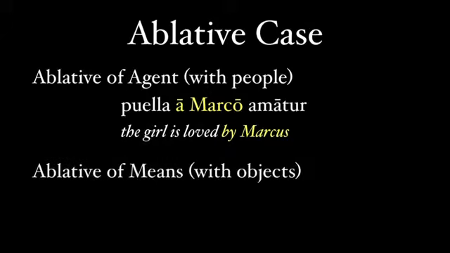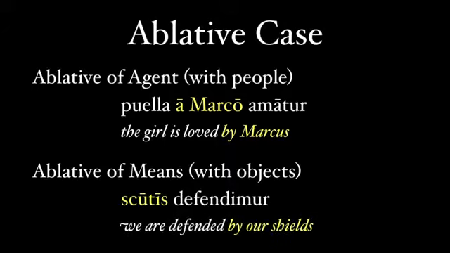Or we use the ablative of means, which doesn't use a preposition. This is used with objects, inanimate things. So, scutis defendimur. We are defended by our shields. That's the present passive in a nutshell.